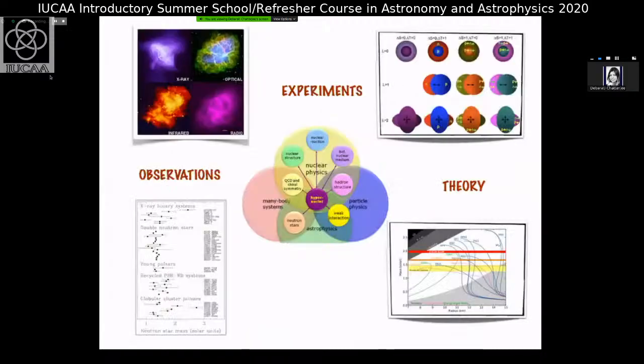And finally, we have to put together the astrophysical observations, the nuclear and heavy ion experiments, and the theoretical calculations in order to understand pulsars, in order to understand neutron stars, which are acting as observatories in space to allow us to study matter at high densities.